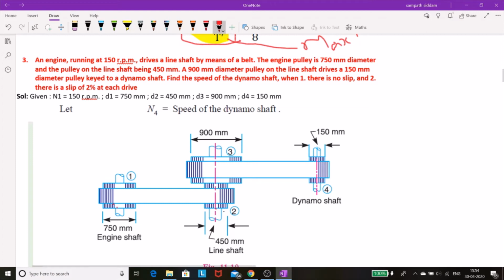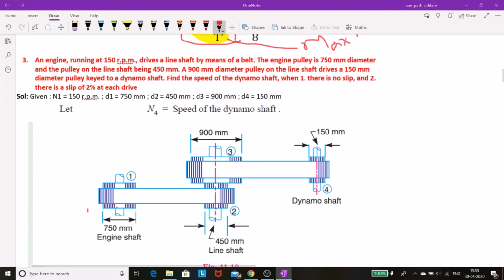Here there is pulley 1 that is 750 mm, and another pulley over here is 450 mm. Then there is a 900 mm diameter pulley on the line shaft, which is fixed over here, and it drives a 150 mm diameter pulley, which is over here. So this is 1, this is 2, this is 3, this is 4. There are 4 pulleys. It drives a 150 mm diameter pulley keyed to a dynamo shaft. Here there is a dynamo shaft at the end. So find the speed of this dynamo shaft.